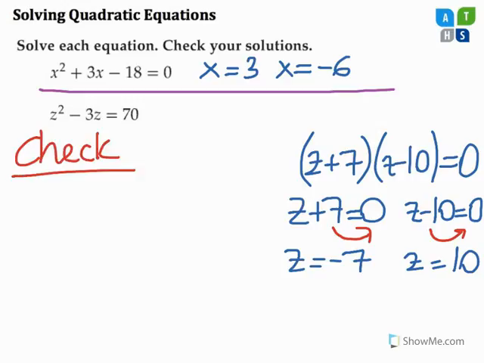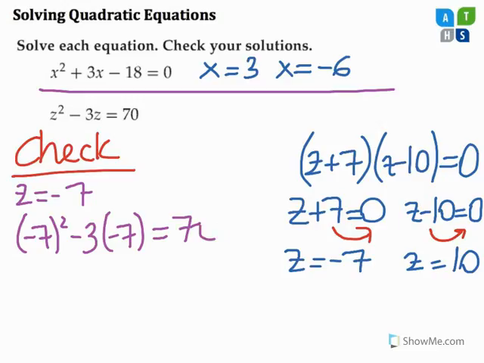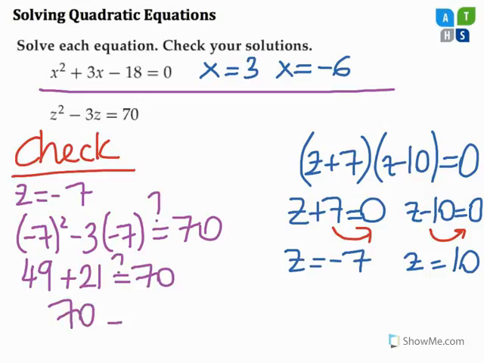Now, for z equals minus 7, I have minus 7 squared minus 3 times minus 7 equals 70. We are going to check if it's equal to 70 or not. Now, minus 7 squared is 49. Minus 3 times minus 7 is plus 21. So together they make 70. So my answer is correct.